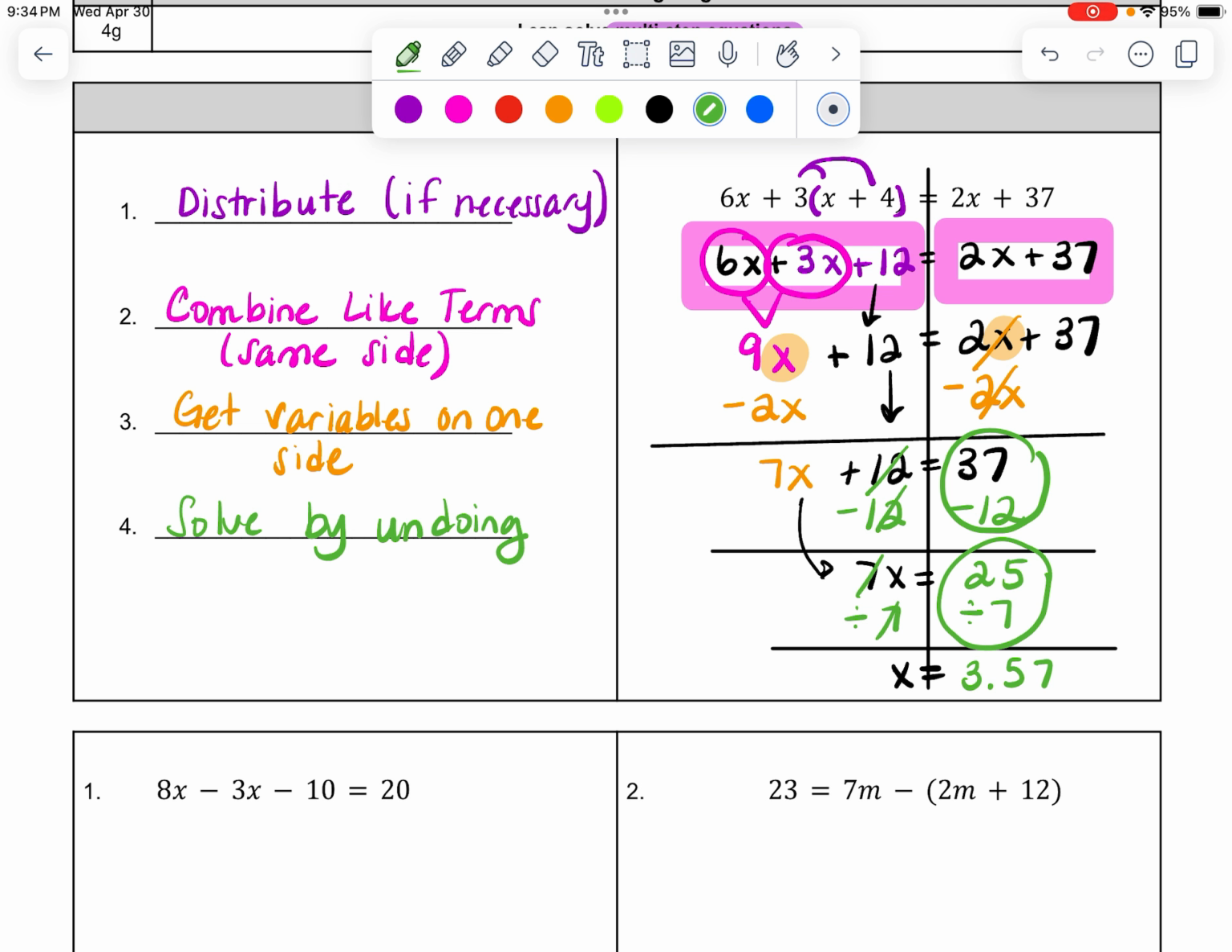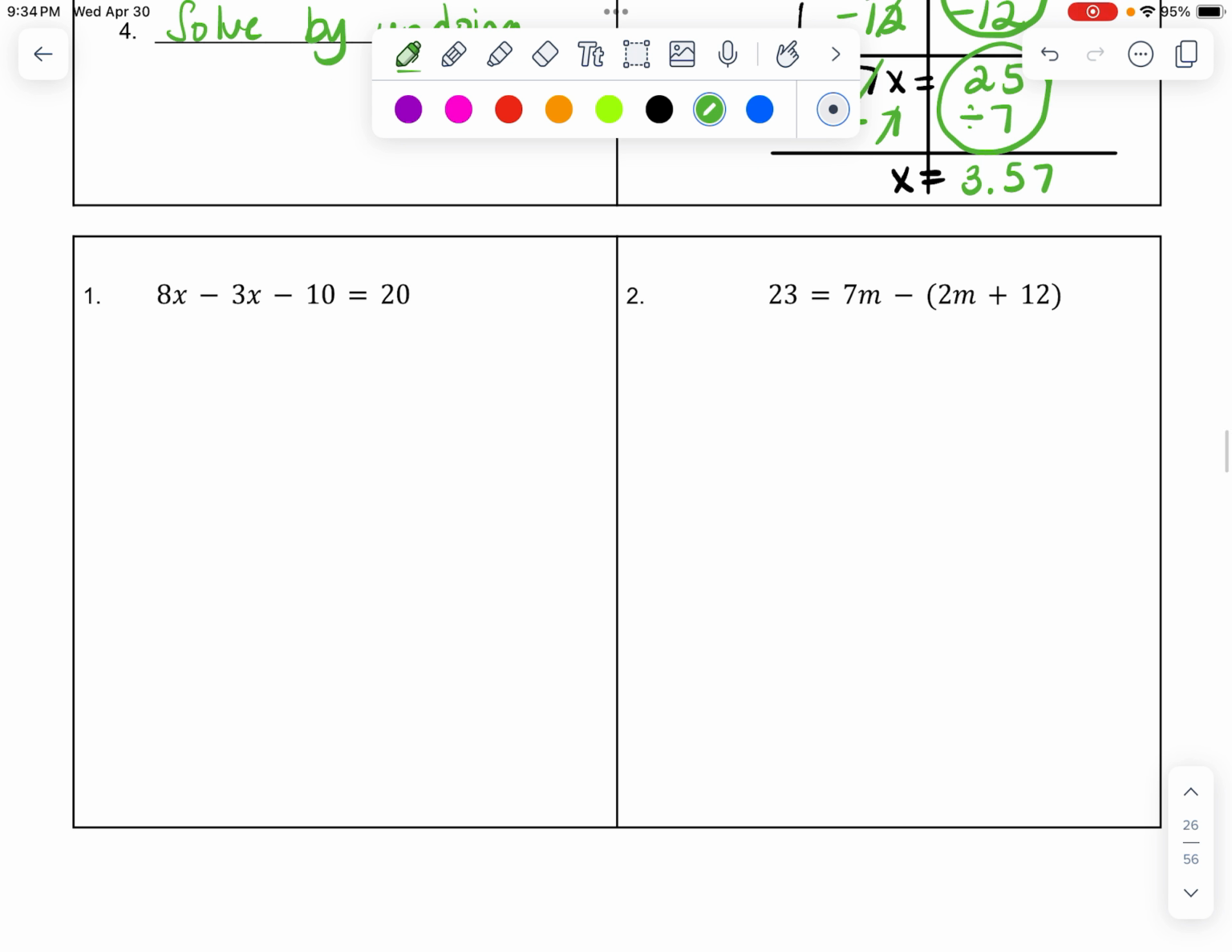So let's do a few more examples just to make sure we follow the steps in the right order every time and that we can master those steps. For problem number 1 here, we're going to start by going through our checklist. Do we need to distribute? Because there are no parentheses in this problem, we do not need to distribute, so we're done with that part.